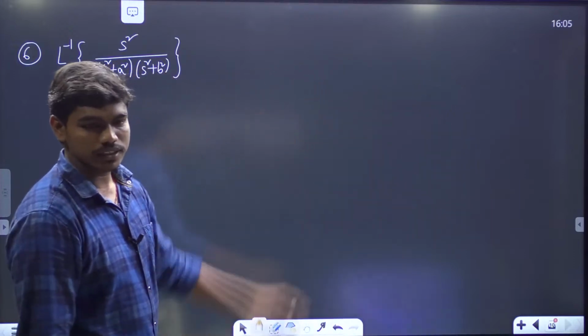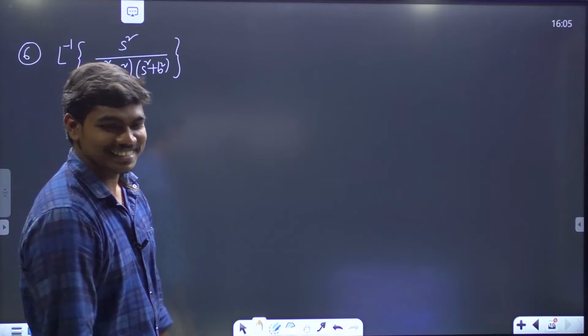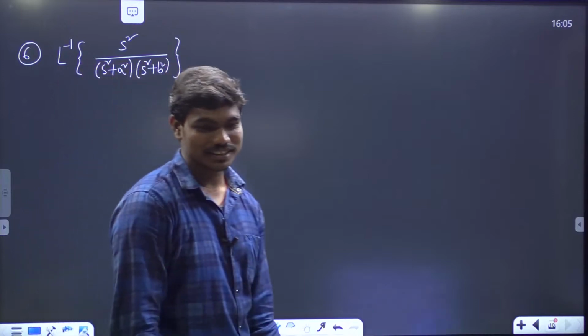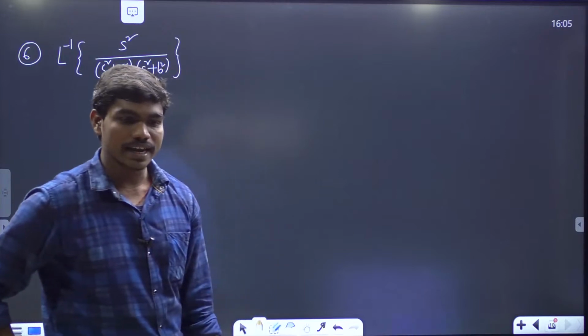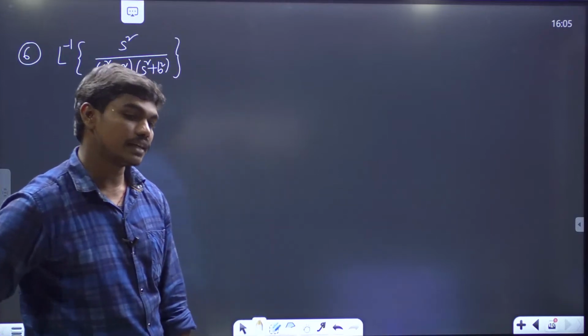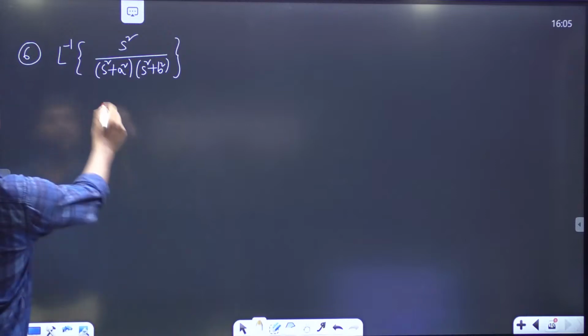By the way, what's the answer for this? Suma? 1. Okay. When everyone is busy talking, she solved it. Okay. So 1 by (b square minus a square) into (sin at by a minus sin bt divided by b). Okay, so let me check.